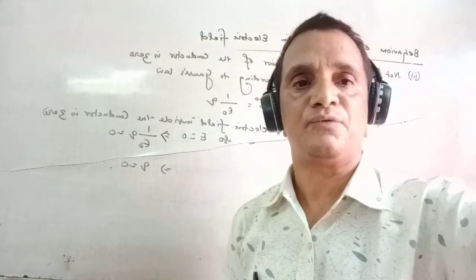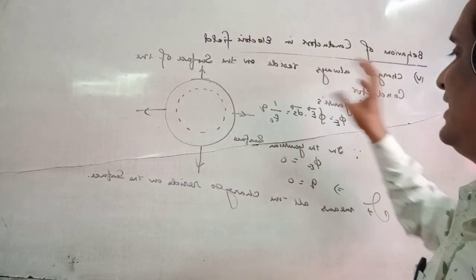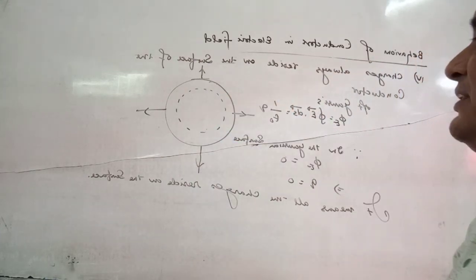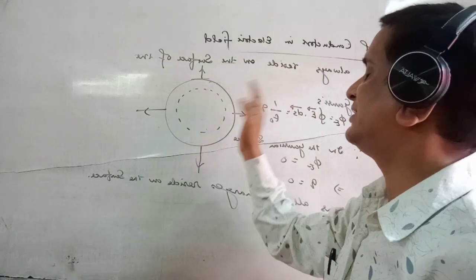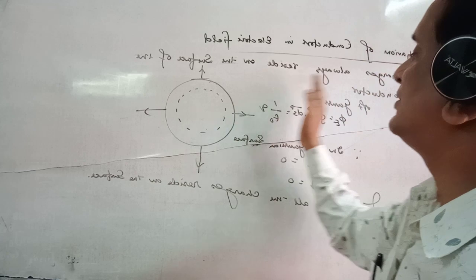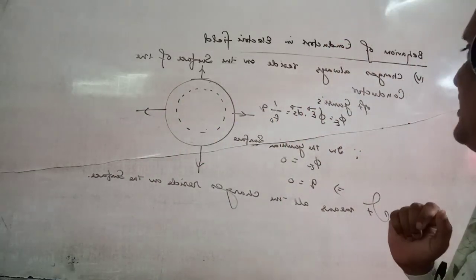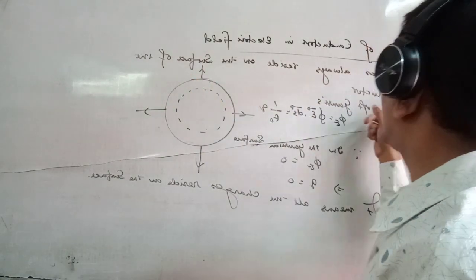Let's go to the fourth point. The fourth point states that if there is no charge in the interior of the conductor when the electric field is applied, then where does the charge go? It states that charge always resides on the surface of the conductor.